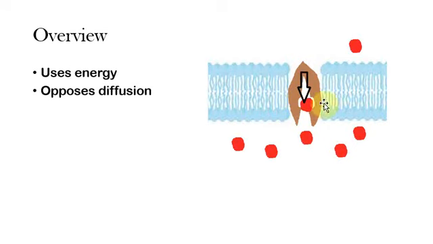You'll also notice that it always uses a carrier protein rather than a channel protein. Passive transport can use either one, but for active transport, it will need a carrier protein because this allows the cell greater control over the substance that's being transported, and that's very important for active transport.